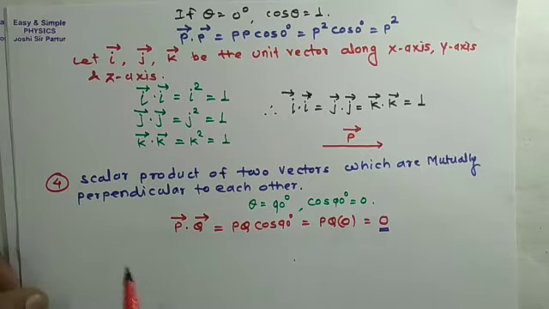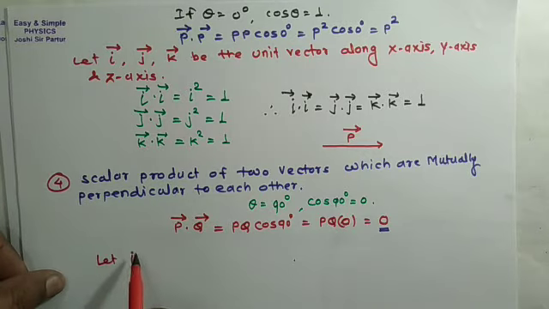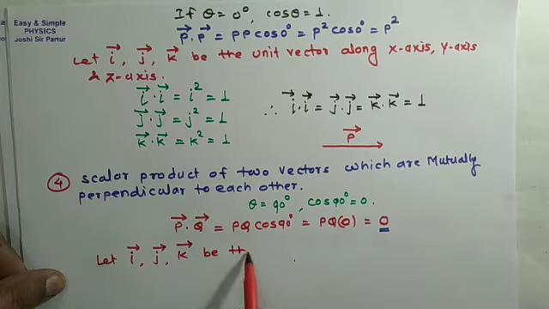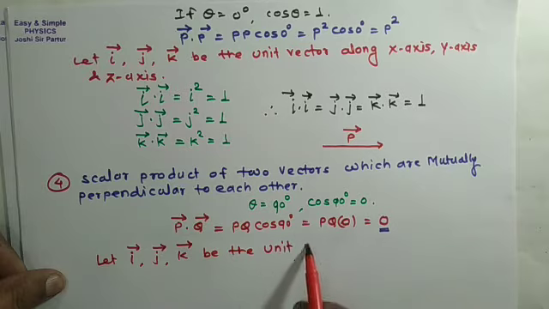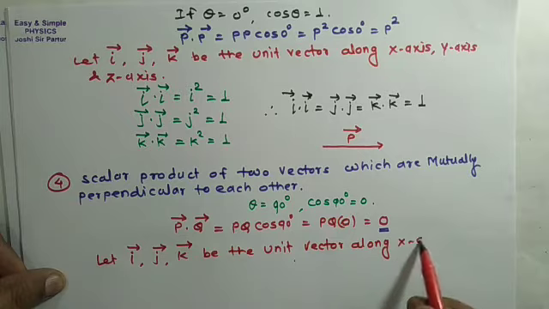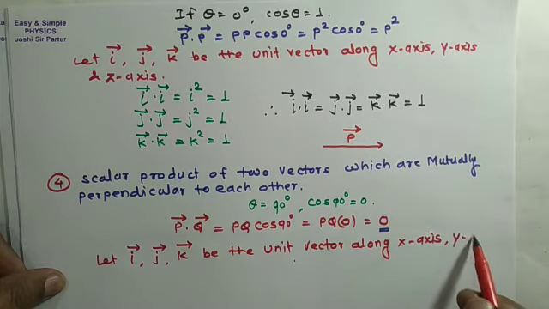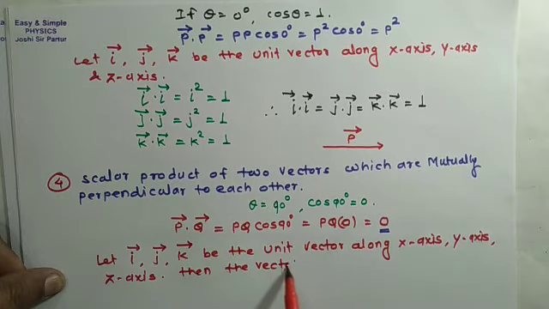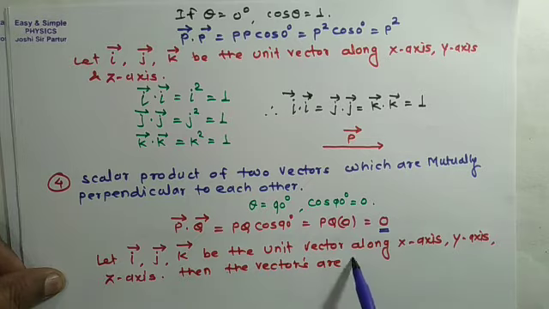So let vector i, vector j, vector k be the unit vectors along the x-axis, y-axis and z-axis, then the vectors are mutually perpendicular to each other.